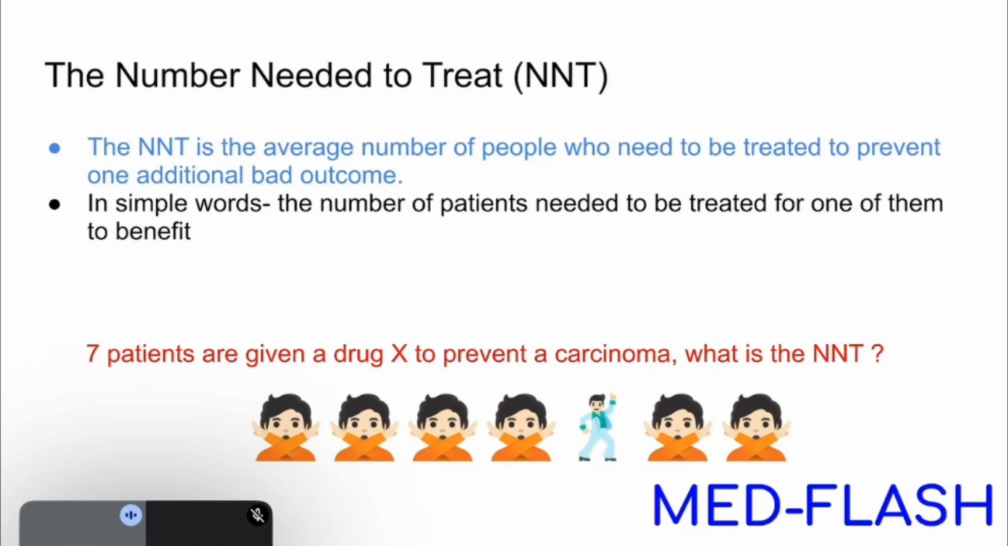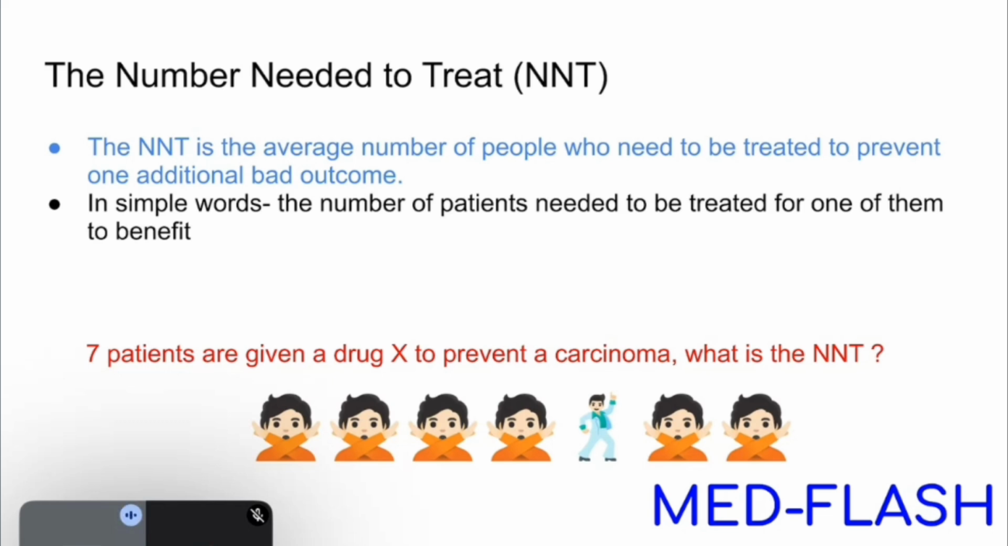Let's get started. I hope that you guys have studied at least the basics of epidemiology. We are going to start with the first concept, which is the number needed to treat. What is number needed to treat? Number needed to treat is defined as the average number of people who need to be treated to prevent one additional bad outcome. I know this sounds very technical and tricky, but in actuality, it's very simple.